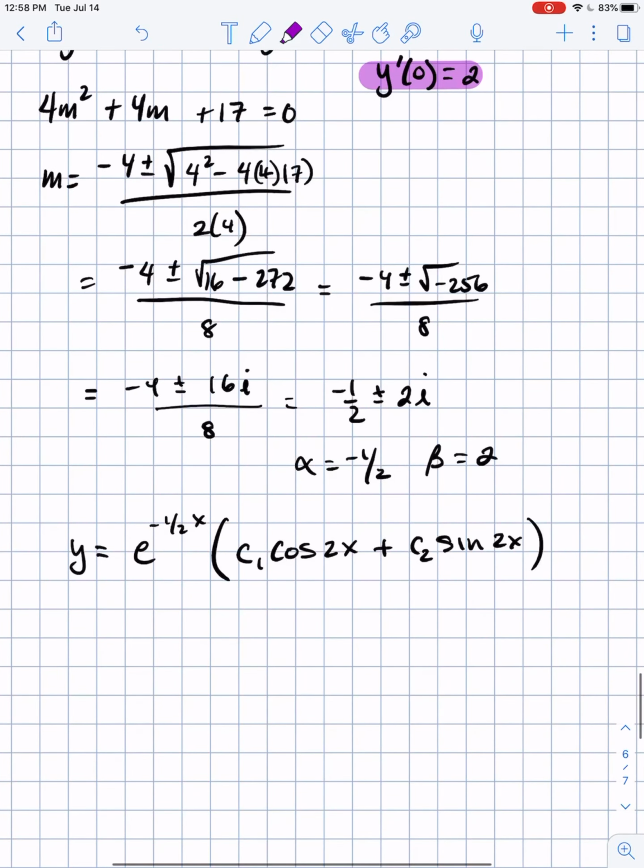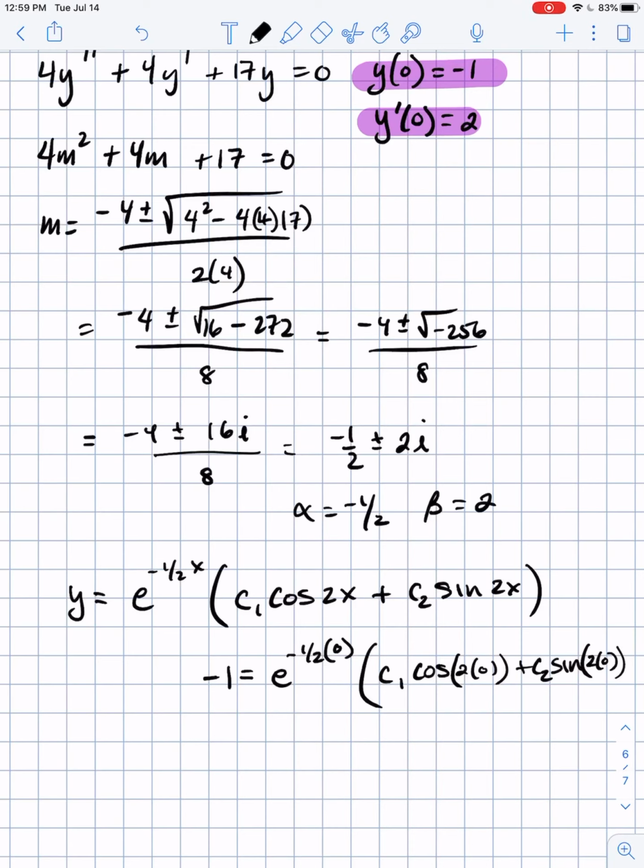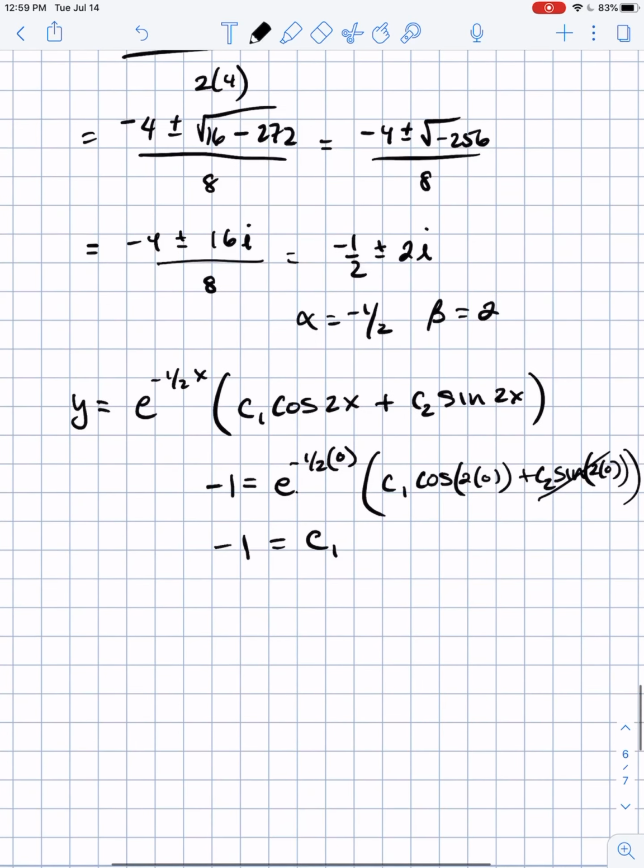So I do need the derivative, but let's first plug in the initial value y of 0 equals -1. So I'm going to have -1 equals e to the -1/2 times 0, times c1 cosine 2 times 0 plus c2 sine 2 times 0. Sine 0 is 0, that's out, and cosine 0 is 1, so we know c1 is -1.